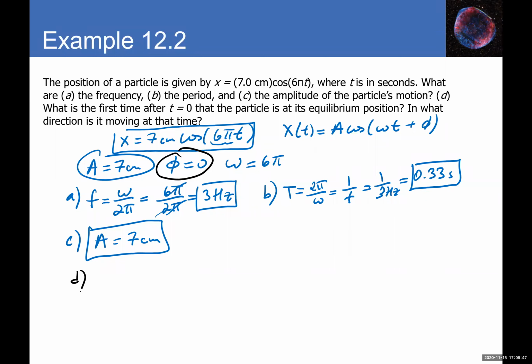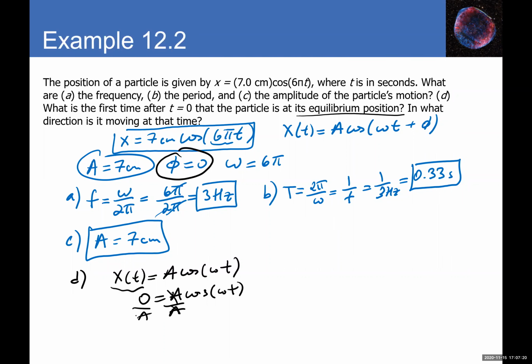All right, so for D, because it's asking how long it takes to get to the equilibrium position the first time, we can assume this. x as a function of time equals A cosine omega t. Remember, phi was zero already. So when it reaches equilibrium, what is its position? The position is zero. It equals A cosine omega t. Well, if I divide both sides by A, I can cancel that A, which means zero is equal to cosine omega t.